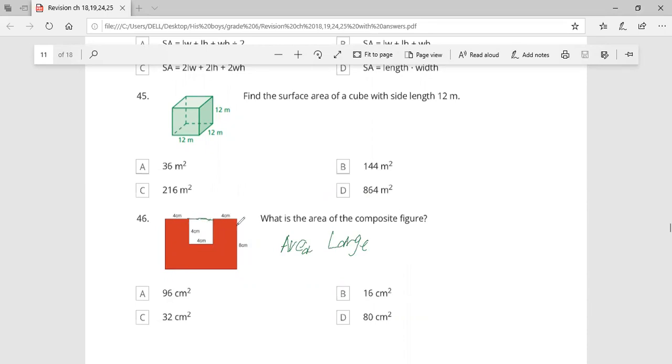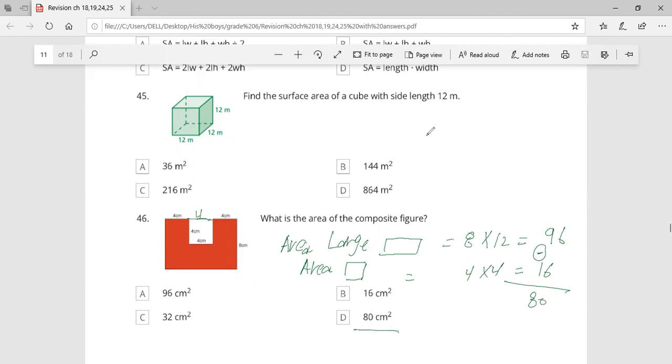Area of the large rectangle, because it's also a rectangle. 8, here is 4, 4, and here is also 4. 8 multiplied by 4 plus 4 plus 4, we get 12, here is 96. Area of a square: 4 multiplied by 4, you get 16. We subtract to get 80 is the answer.